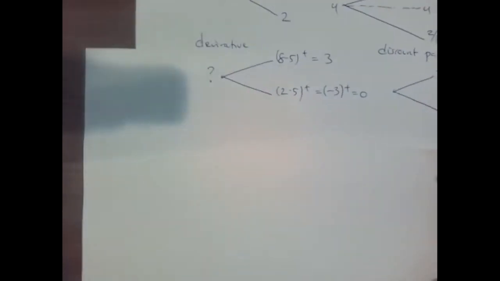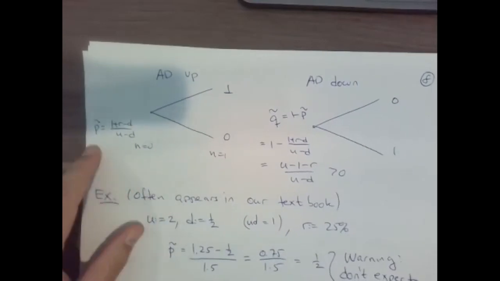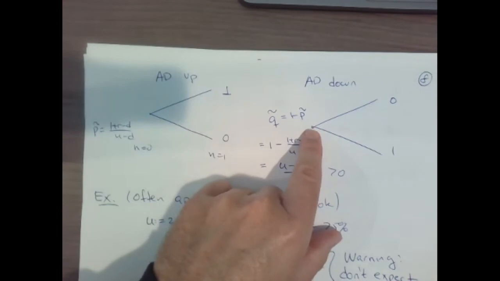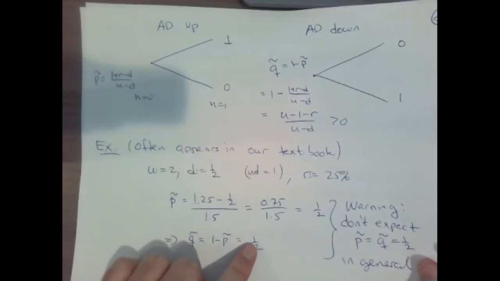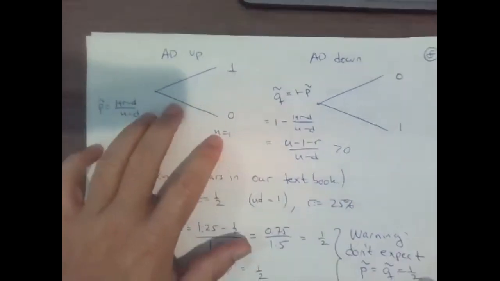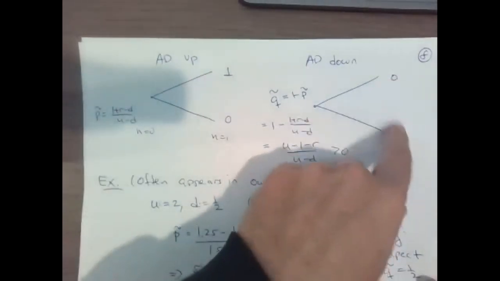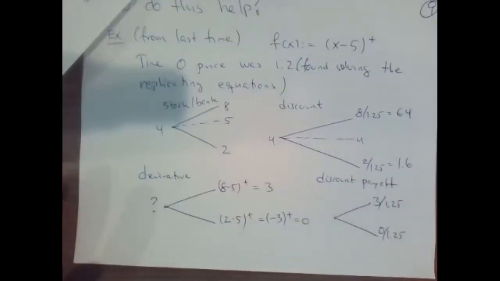How can we do it easier? Well, I have at my disposal what P tilde is, and I have at my disposal what Q tilde is. In this particular numerical example, they're both equal to a half. So I know what the price is of this payoff at time 0, and I know what the price of this payoff is at time 0. Both of them are equal to a half. How can I use that information to figure out what the value of this payoff here is at time 0?